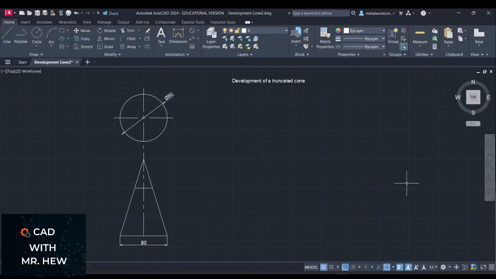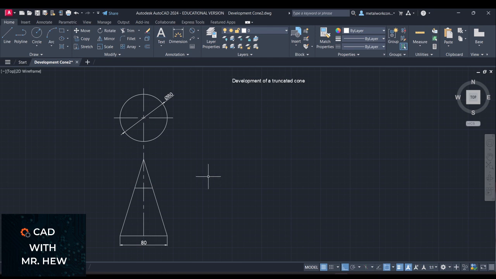In today's video, we're looking at how you draw the development for a truncated cone, given the front elevation and plan. Now, the circle at the top represents the incomplete plan of a truncated cone, while the front elevation shows a triangle which represents the truncated cone, and the cut is represented by this horizontal line right here.